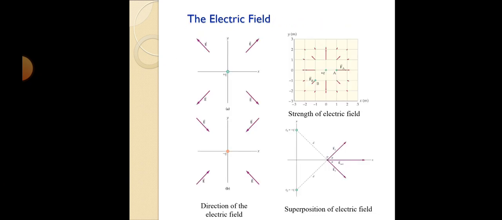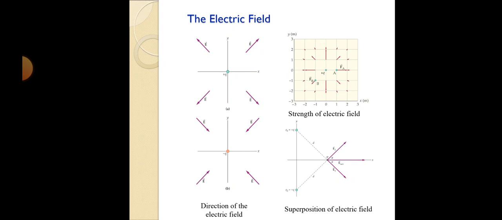Here some diagrams are given: plus Q charge, minus Q charge. In the plus Q charge, in all quadrants the electric field is outward, and in the negative Q charge it's inwards, toward the negative charge. This shows the direction of the electric field, and in the third diagram the strength of the electric field is given, and in the fourth diagram superposition of electric field happens.